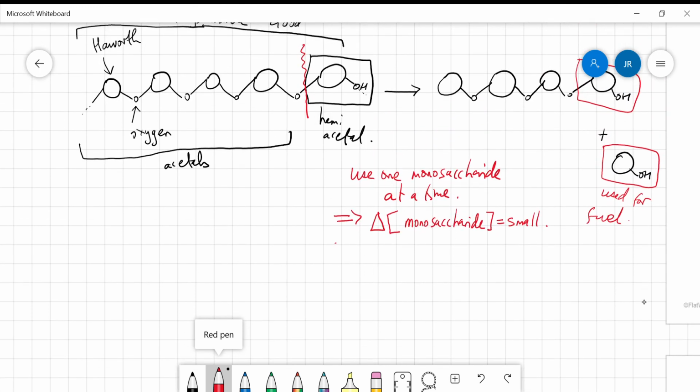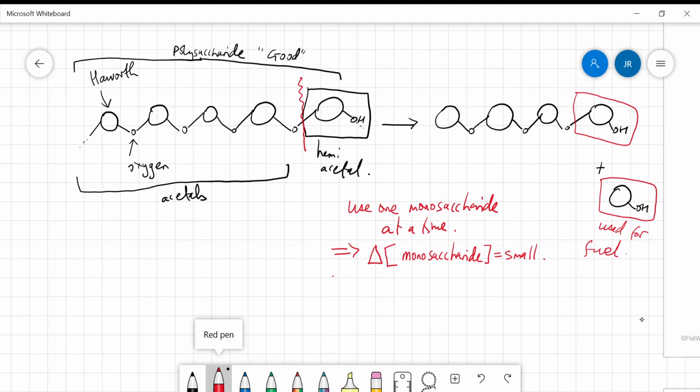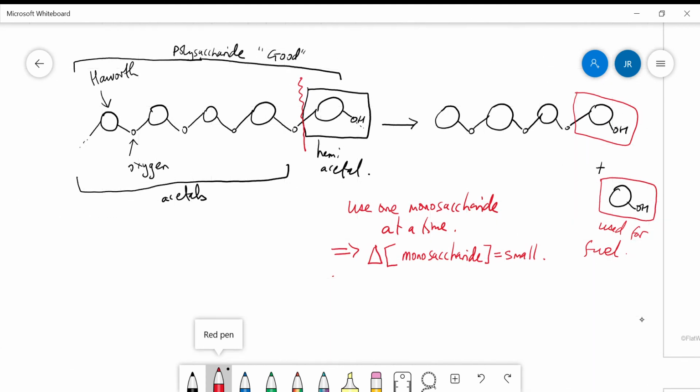So this is good. This is polysaccharides, access, no matter what you eat, access to one at a time. So I like to liken this, in terms of a sugar dose, to a slowly leaking faucet. It's a dripping tap. It slowly drips monosaccharide into your system.